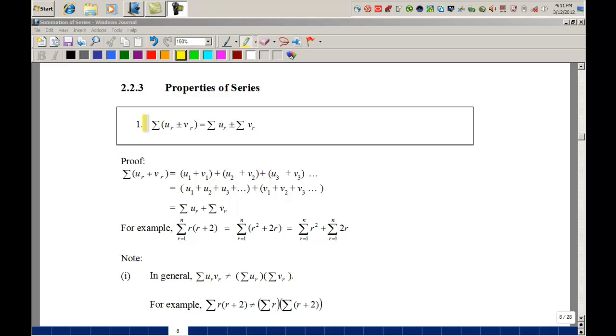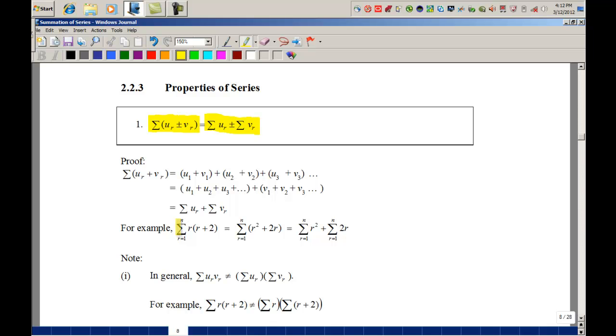Now that we have looked at what the sigma notation is, let's take a look at some of its properties. Now the first one is very useful. The first one says if you want to sum (u_r plus or minus v_r), then you can actually consider it as the sum of the difference of these two separate series.